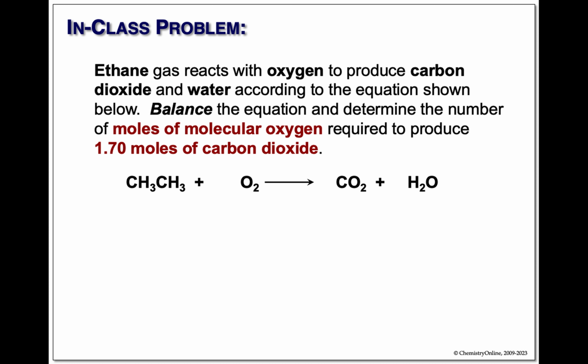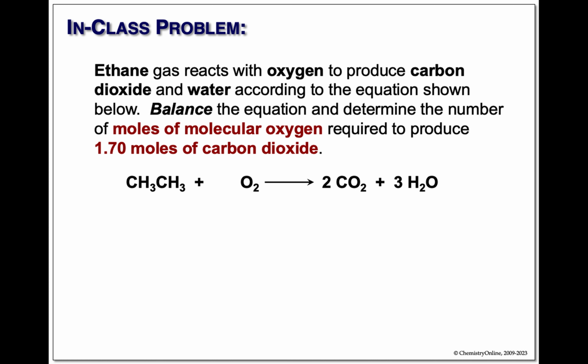Part 1, balance this equation. Well, we have 2 carbons, we have 1 carbon. We fix that. We have 6 hydrogens, we have 2 hydrogens. We can fix that. Where do we stand with oxygens? We have 3, 4, 5, 6, 7.